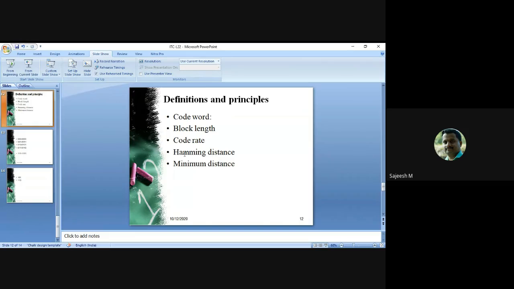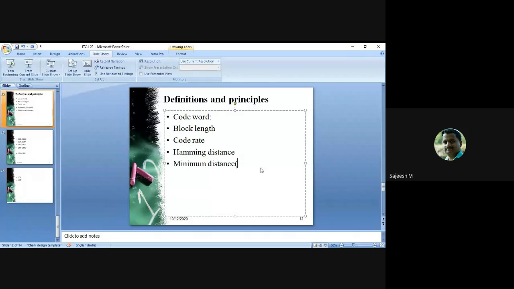Then minimum distance is the smallest Hamming distance between the valid code vectors, that is, the code words. Consider all the code words and calculate the minimum Hamming distance among all possible pairs. If there are 8 code words, for the first and second we calculate the Hamming distance, then first and third, and so on, up to first and eighth. Then consider all the possibilities. The smallest Hamming distance between the valid code vectors is the minimum distance of the code.